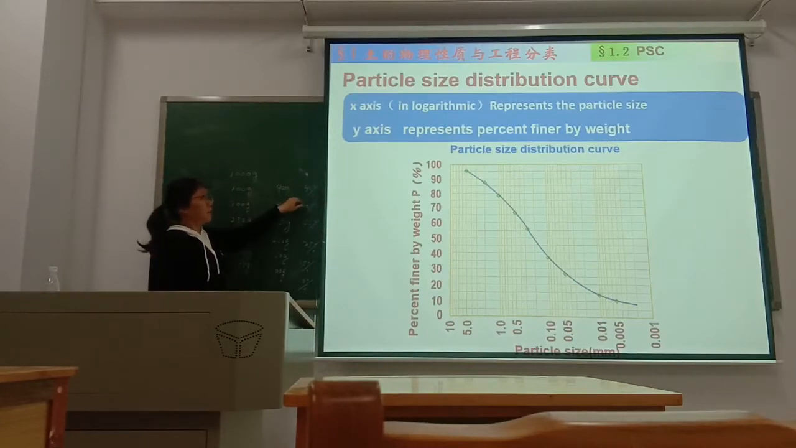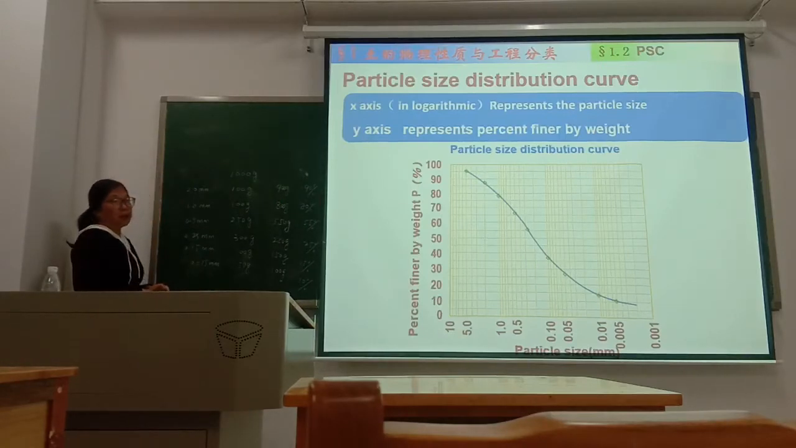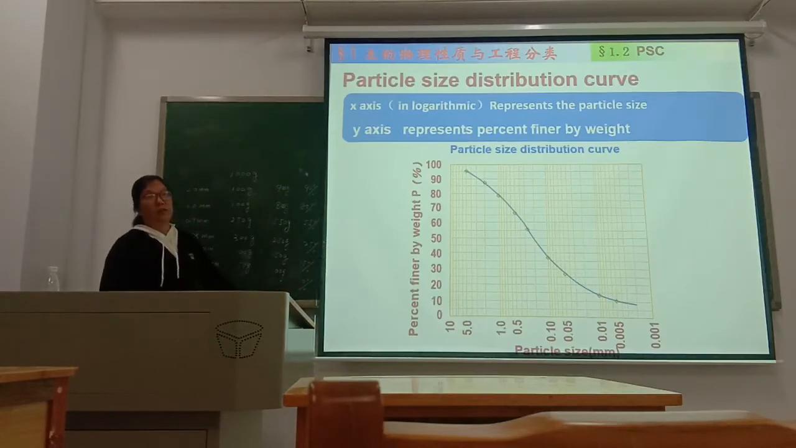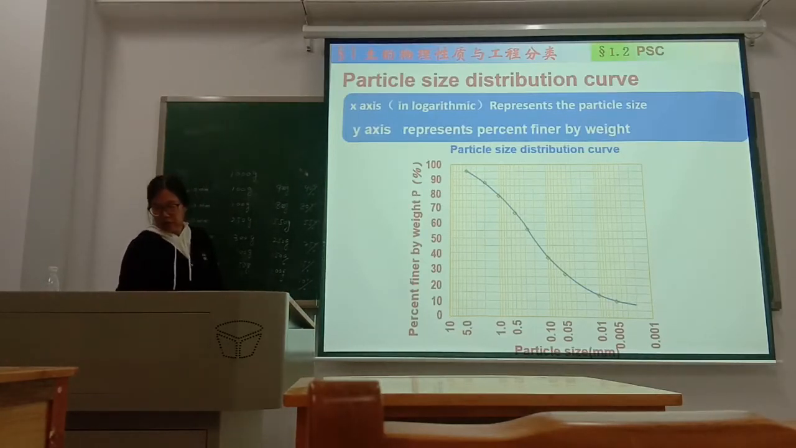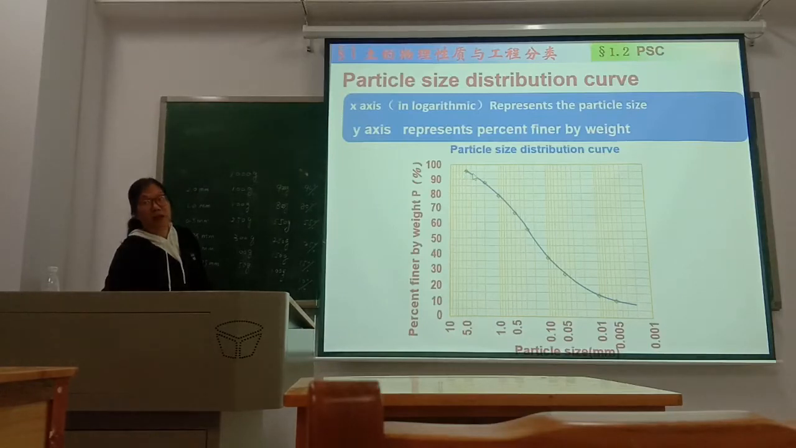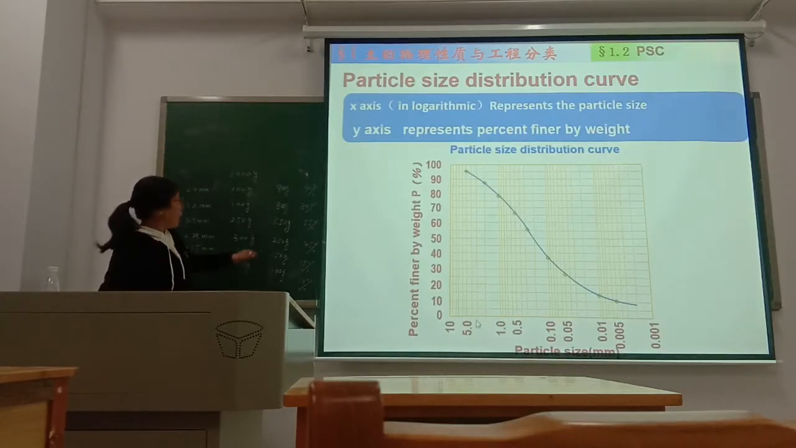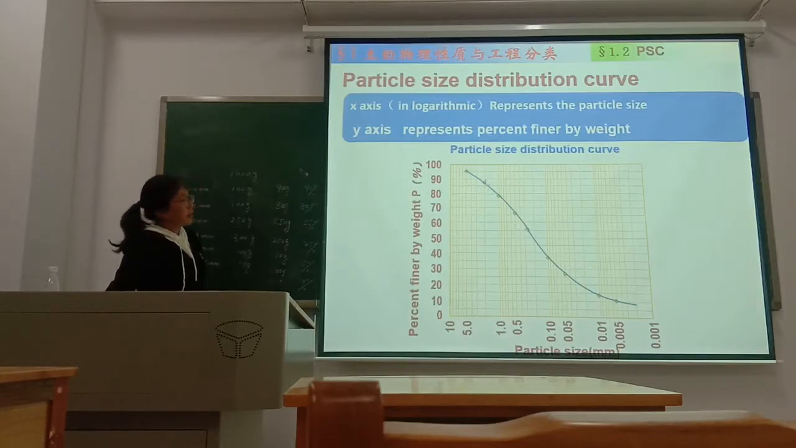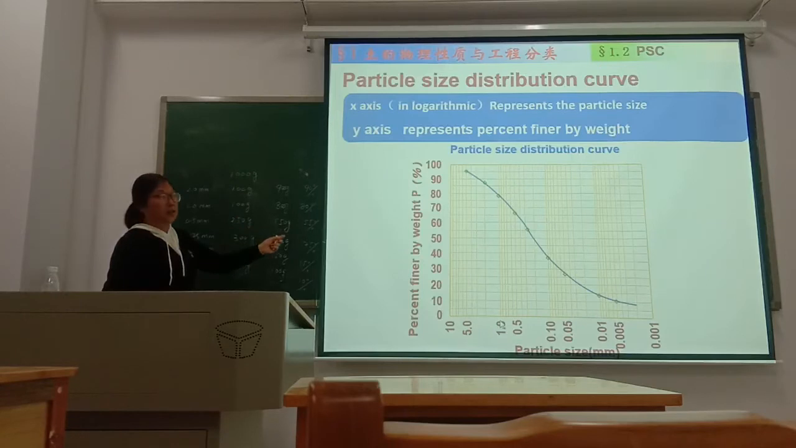Maybe there's 19%. So we can choose figures like this. Here we use the percentage, maybe 90%, and corresponding the diameters, maybe 2 millimeters. Okay. Or 90% corresponding to 1 millimeter. Okay. So we can draw the curve.